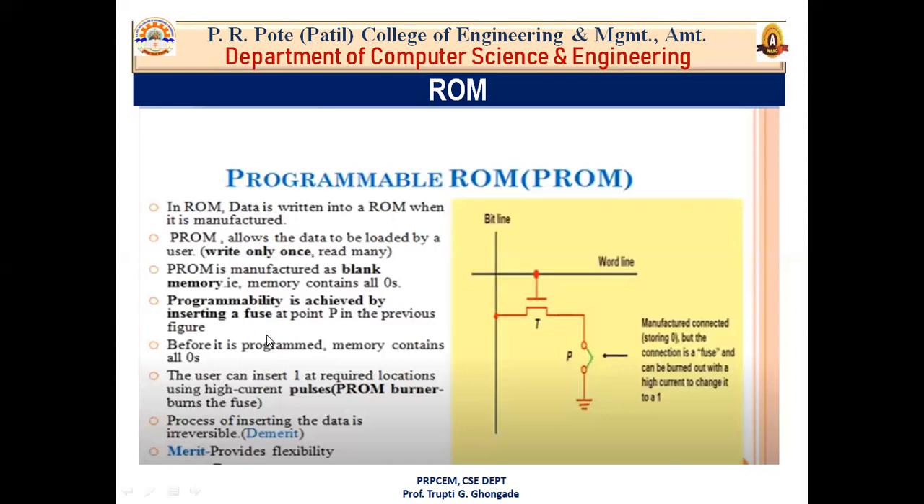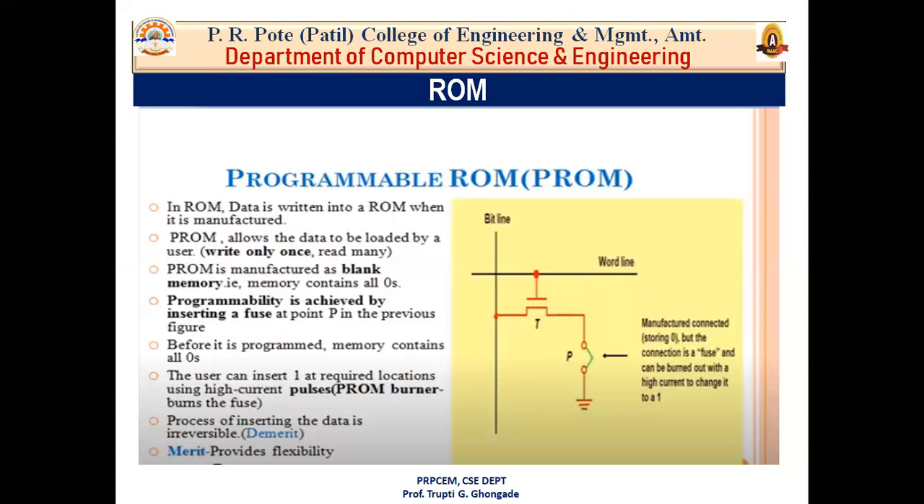Then programmability is achieved by inserting a fuse at point P. This P acts as an open switch. Now look at this diagram. Here you have a transistor, and at this position P, you have inserted a fuse. Here programmability is achieved by inserting a fuse. That means at point P, you have inserted a fuse.